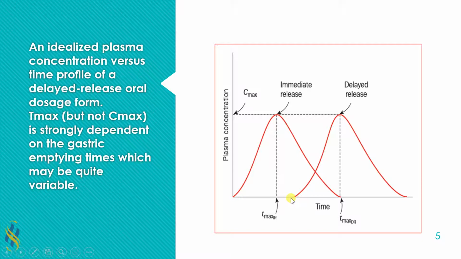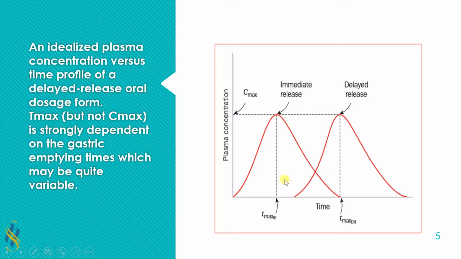But once the drug is released in the small intestine, it would be immediately absorbed, and it will reach the minimum effective concentration and lead to the maximum effective concentration and then decline back. So the curve is much more similar to the immediate release dosage form.